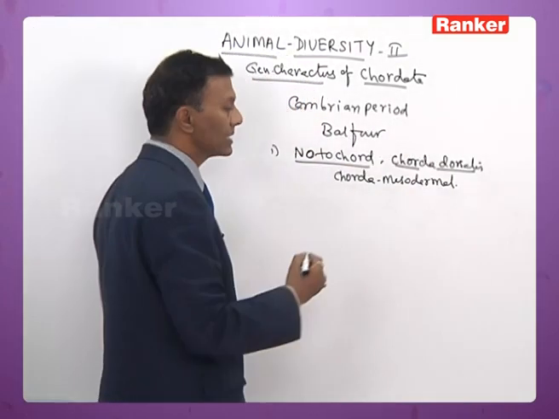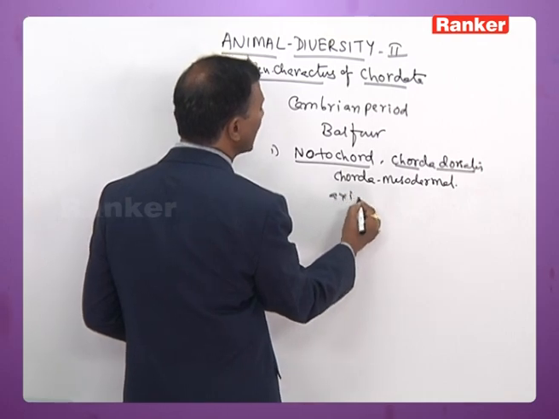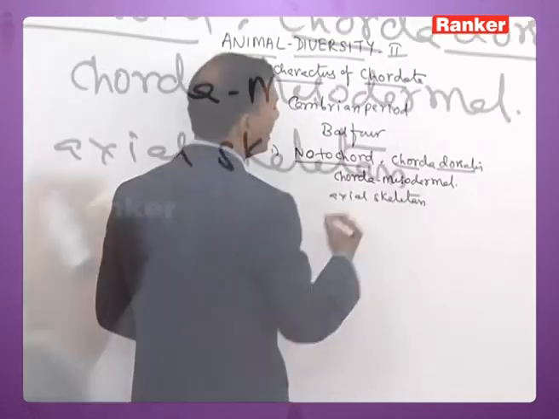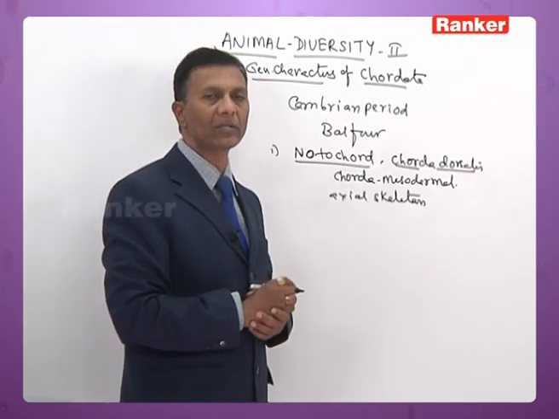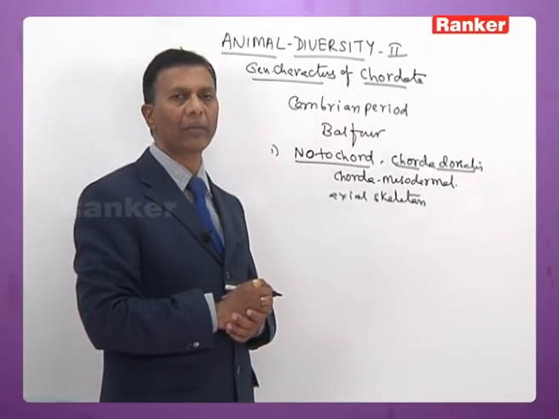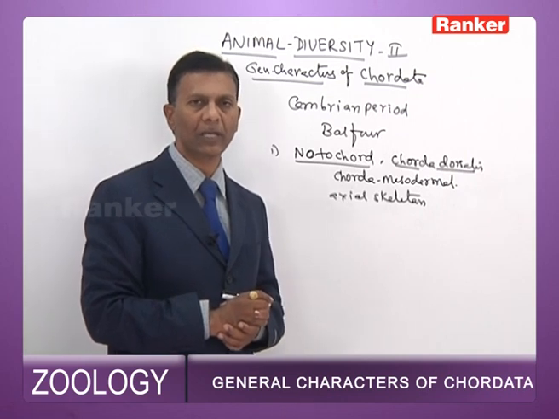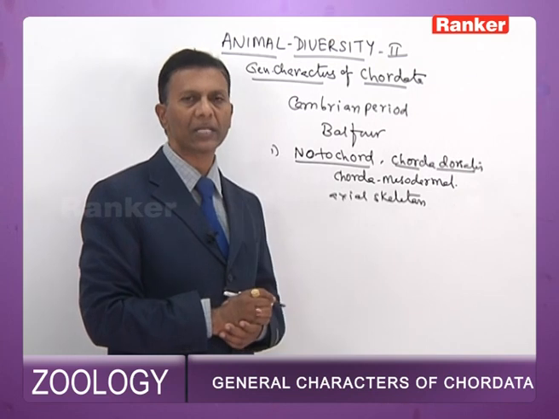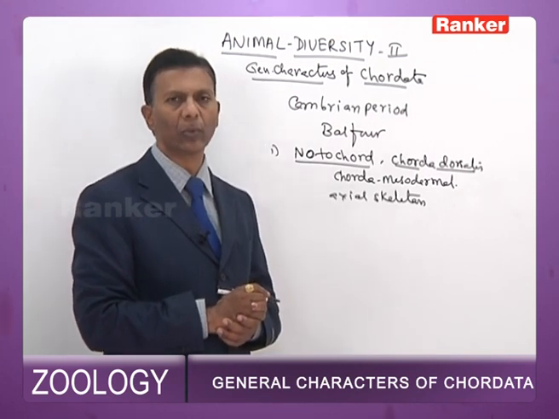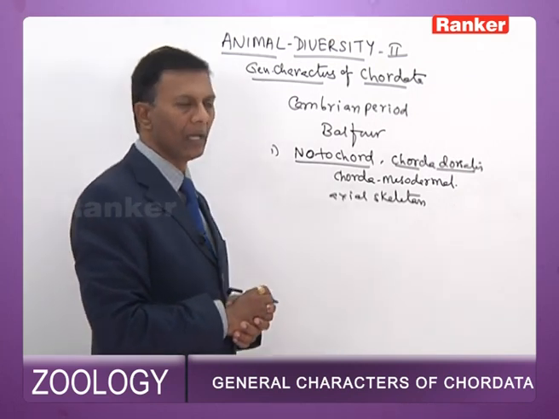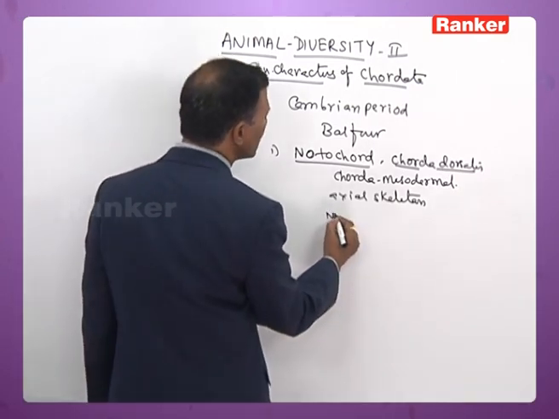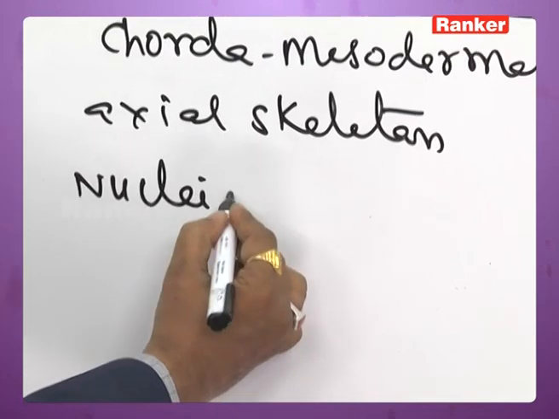Notochord acts as the embryonic axial skeleton. It gives support to the embryo. At the same time, it provides a surface for the muscles of the embryo. It remains only in the embryonic stage, and in adults it transforms into the vertebral column. The remnants of notochord in mammals are known as nuclei pulposi.